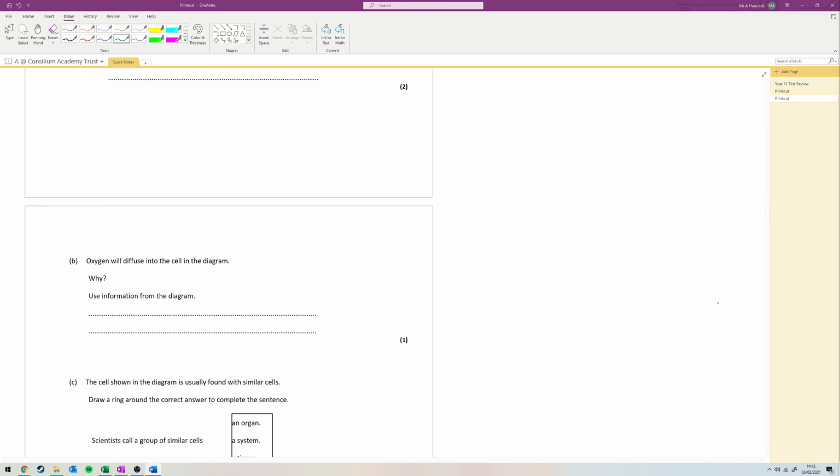I'm just going to re-plug my mouse in so I don't have to keep clicking and it jumps around all the time.